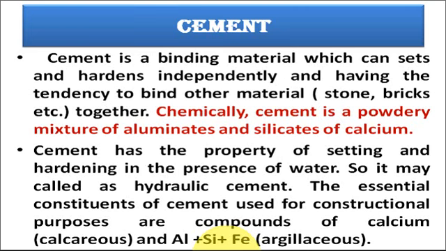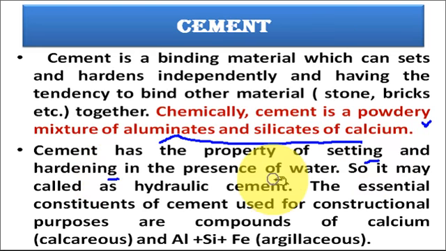And chemically, cement is a powdery mixture of aluminates and silicates of calcium. So what are the main components of the cement? It includes aluminates of calcium and silicates of calcium. And since this cement has the property of setting and hardening in the presence of water, it may also be called hydraulic cement. The essential constituents of cement used for constructional purposes are the aluminates and silicates of calcium.